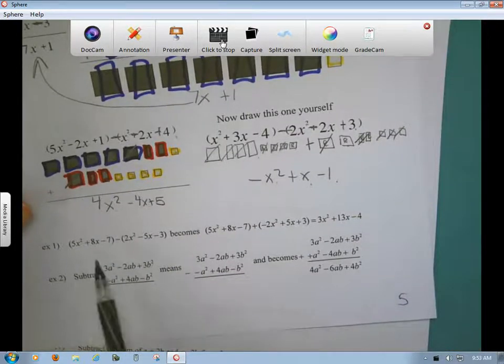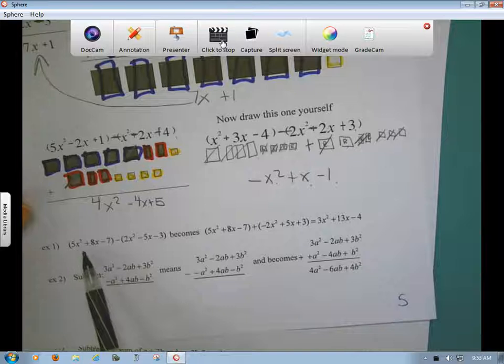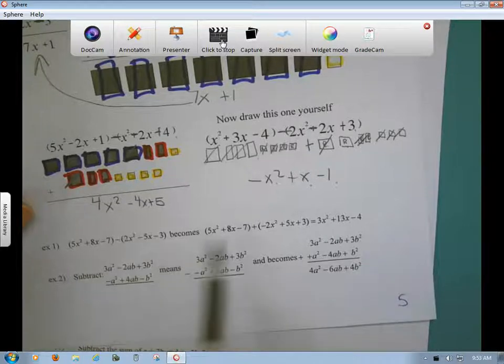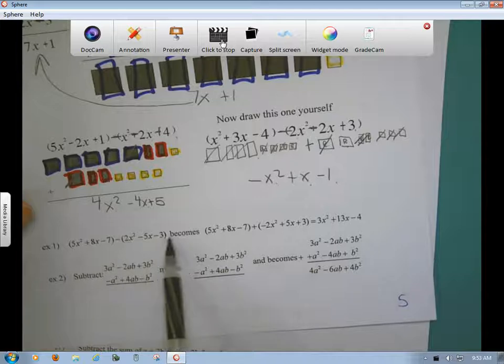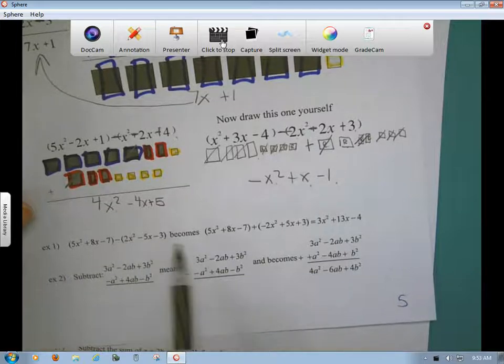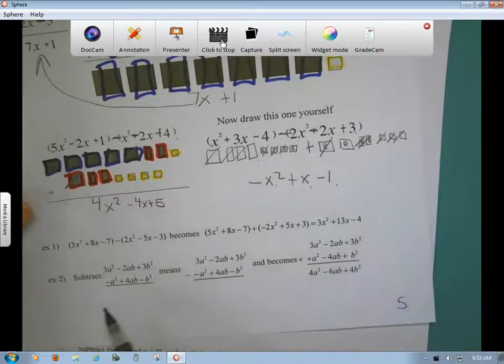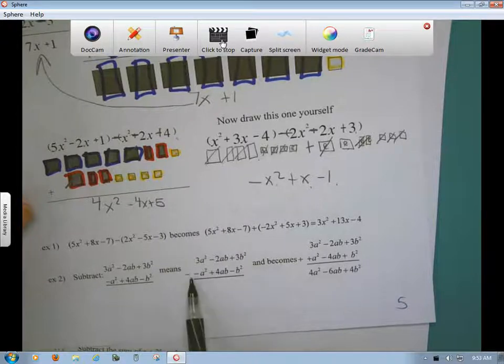So here are your examples in just math without the pictures. Distribute the negative. You can think of it like keep, change, but this is one big number. And then combine your like terms. Same thing here. Okay, distribute that negative through.